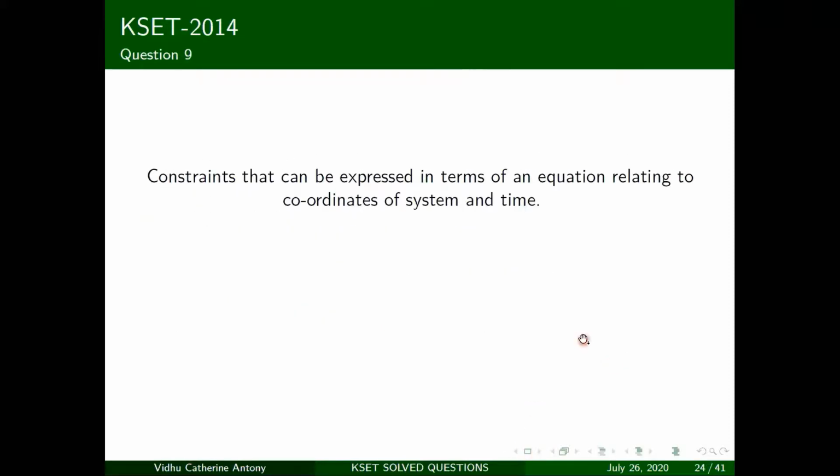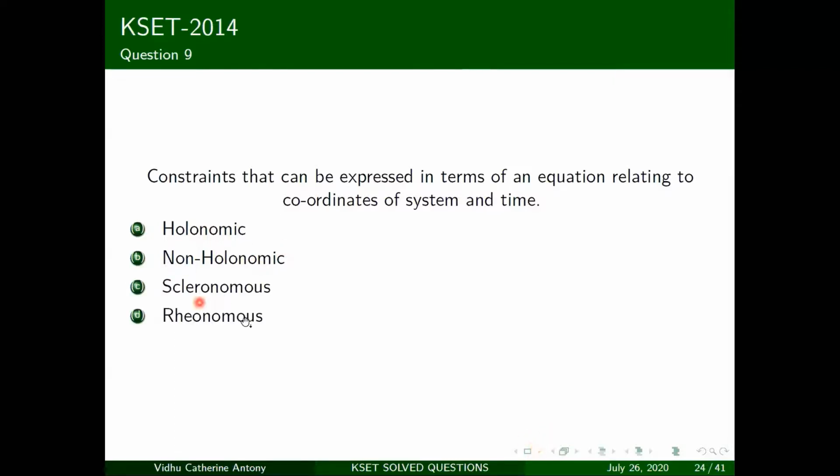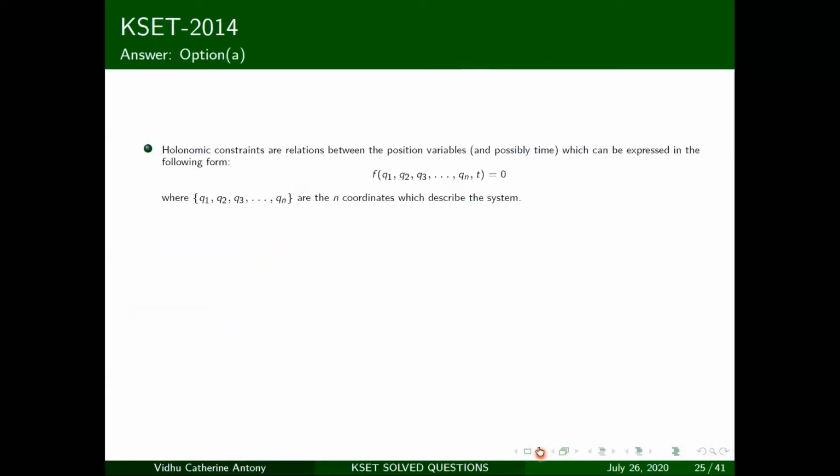So the constraints that can be expressed in terms of an equation related to coordinates of system and time. Basically, is it a holonomic constraint, non-holonomic constraint, scleronomous constraint, or reonomous constraint? Let's discuss these holonomic constraints. When you're looking at holonomic constraints, you're looking at an equation. Holonomic means equation. Non-holonomic, you're looking at inequality.